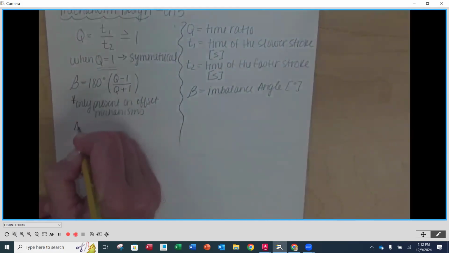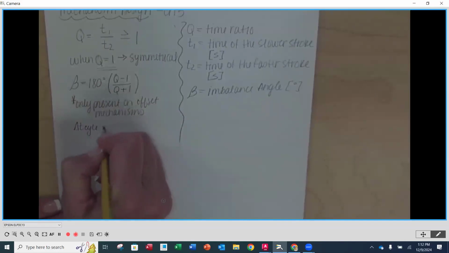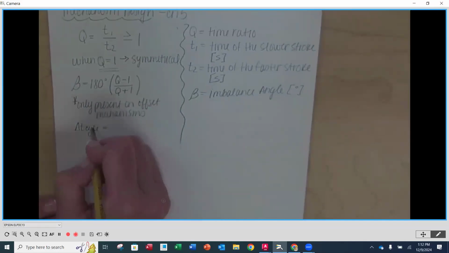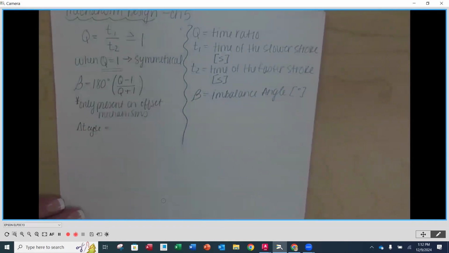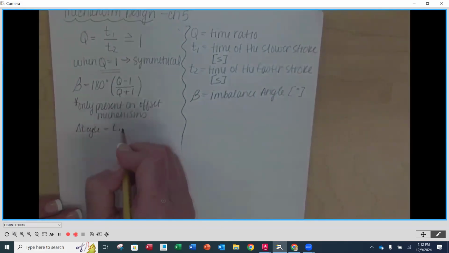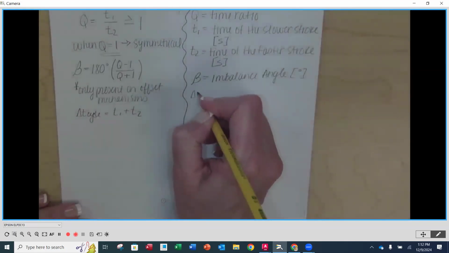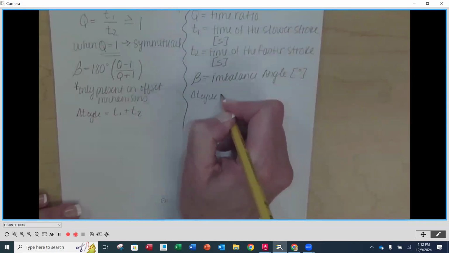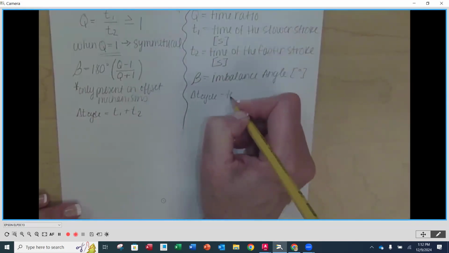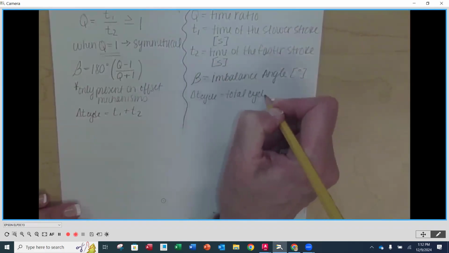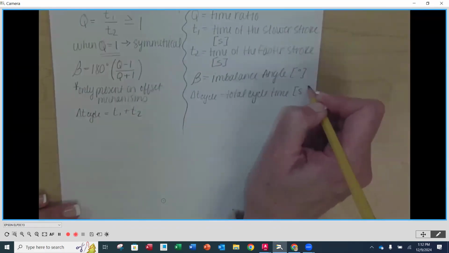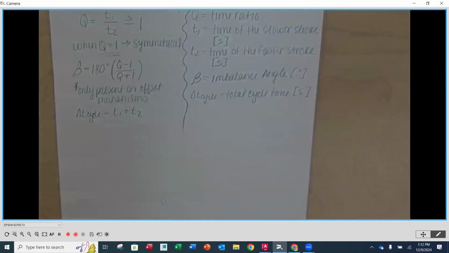Now our next one is going to be our total time of our cycle. And that's going to be T1 plus T2. The book shows it as delta T cycle and T1 plus T2. So delta T cycle is equal to the total cycle time. And all that is, is one rotation of the crank. How long does it take for one rotation of the crank?